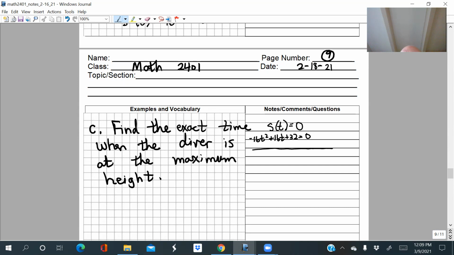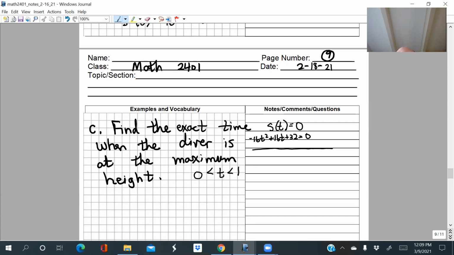So you know it's between 0 and 1 second, right? Because after 1 second, the diver has already reached the maximum height and is falling again. So we know the answer here is between 0 and 1. But how do we figure it out exactly? This is where calculus can help us.